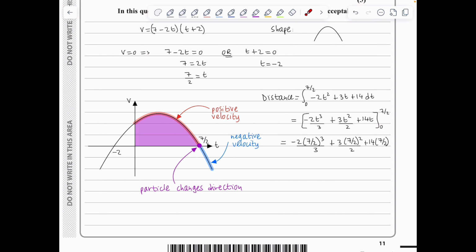So there is no contribution from the lower limit. Now if we plug this expression into the calculator, we get an answer of 931 over 24 meters, which is the distance covered from t is 0 up to t is 7 over 2, which is the time point at which P changes its direction of motion.